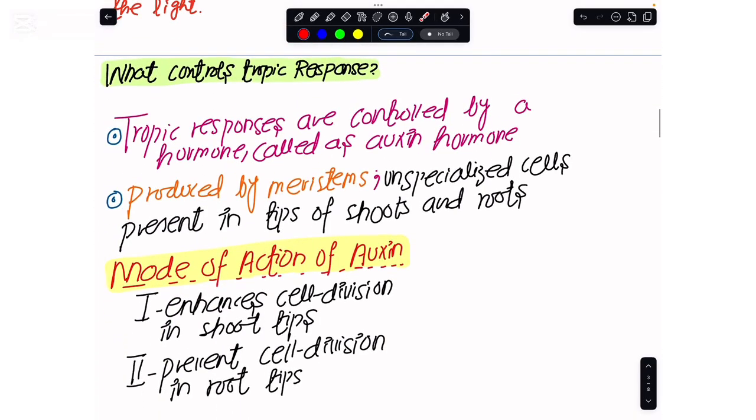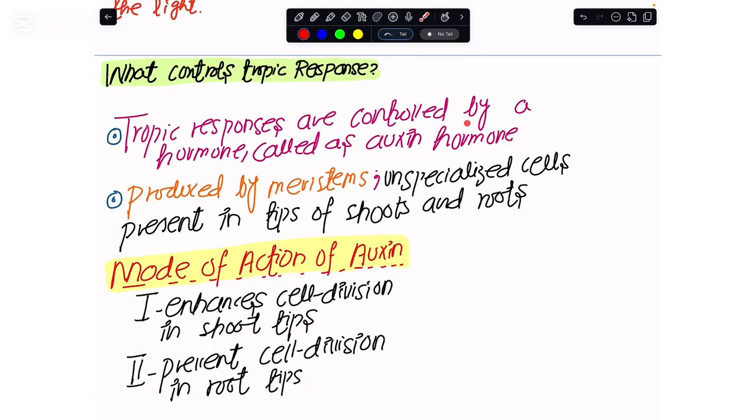Now, since we have concluded what the tropic responses are, our concern here is what actually controls these tropic responses in plants. For this, you must know the name of the hormone, and that hormone is referred to as the auxin hormone, and this is the auxin hormone that controls the tropic responses.